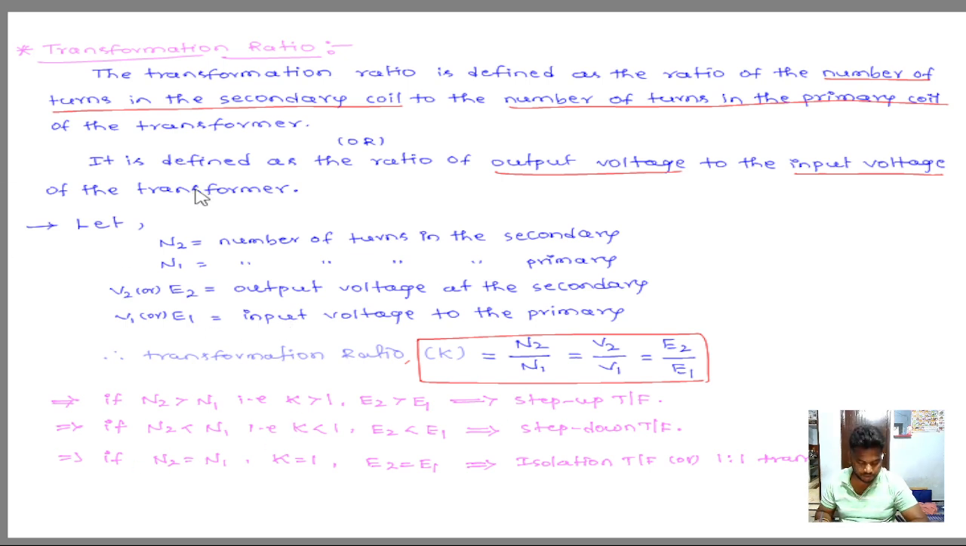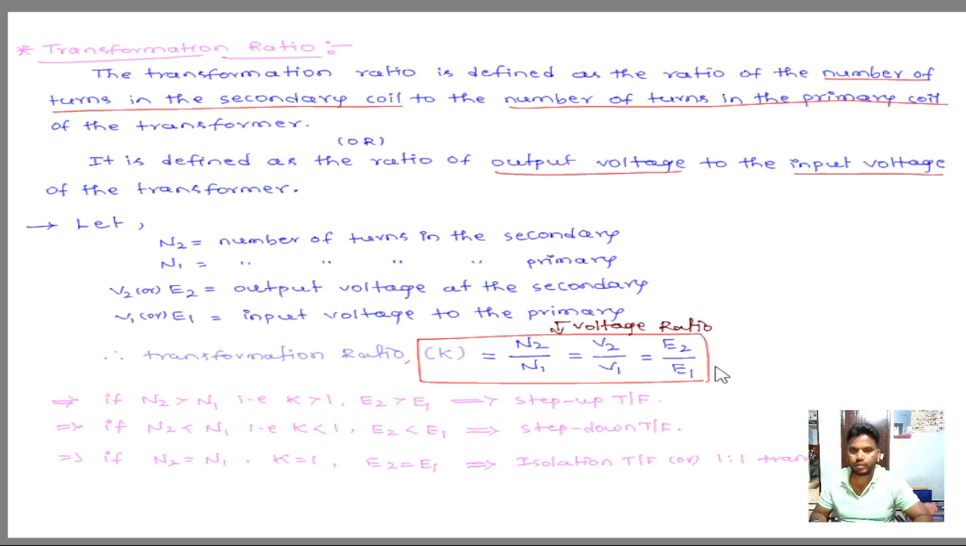This is the transformation ratio of the transformer, K is equal to N2 by N1, V2 by V1, or E2 by E1. It is also called the voltage ratio of the transformer. Generally, we call it the voltage ratio. V2 by V1 is equal to E2 by E1.